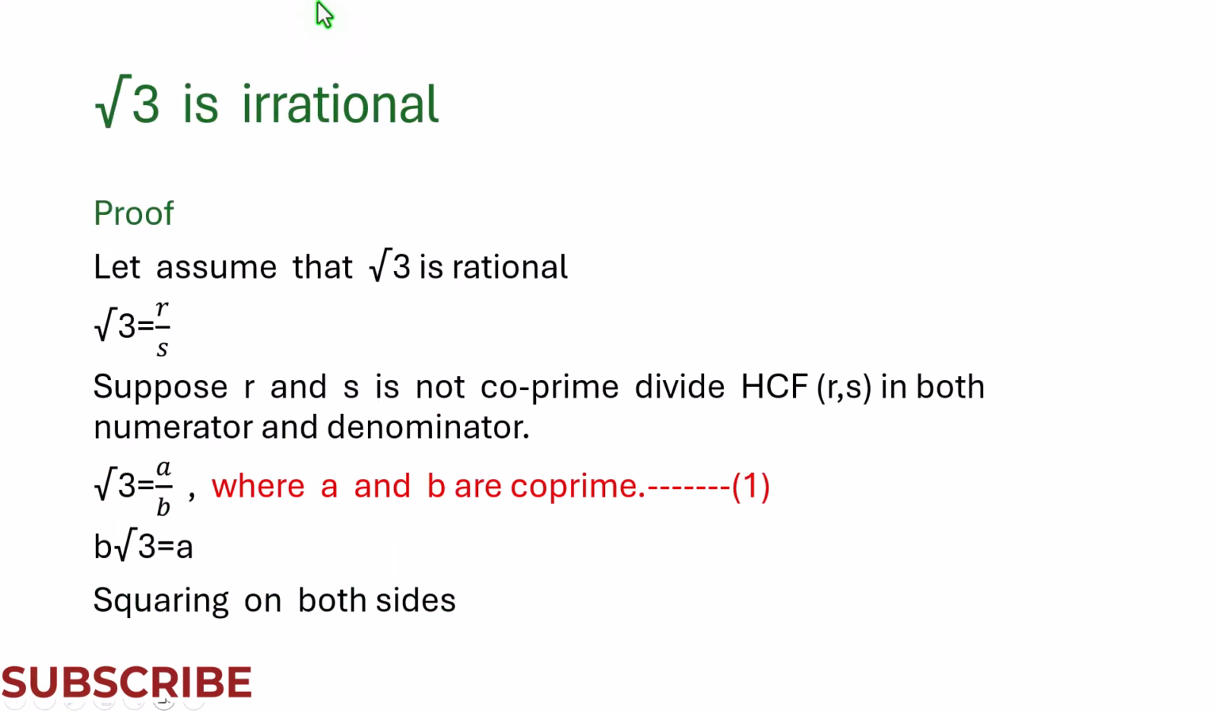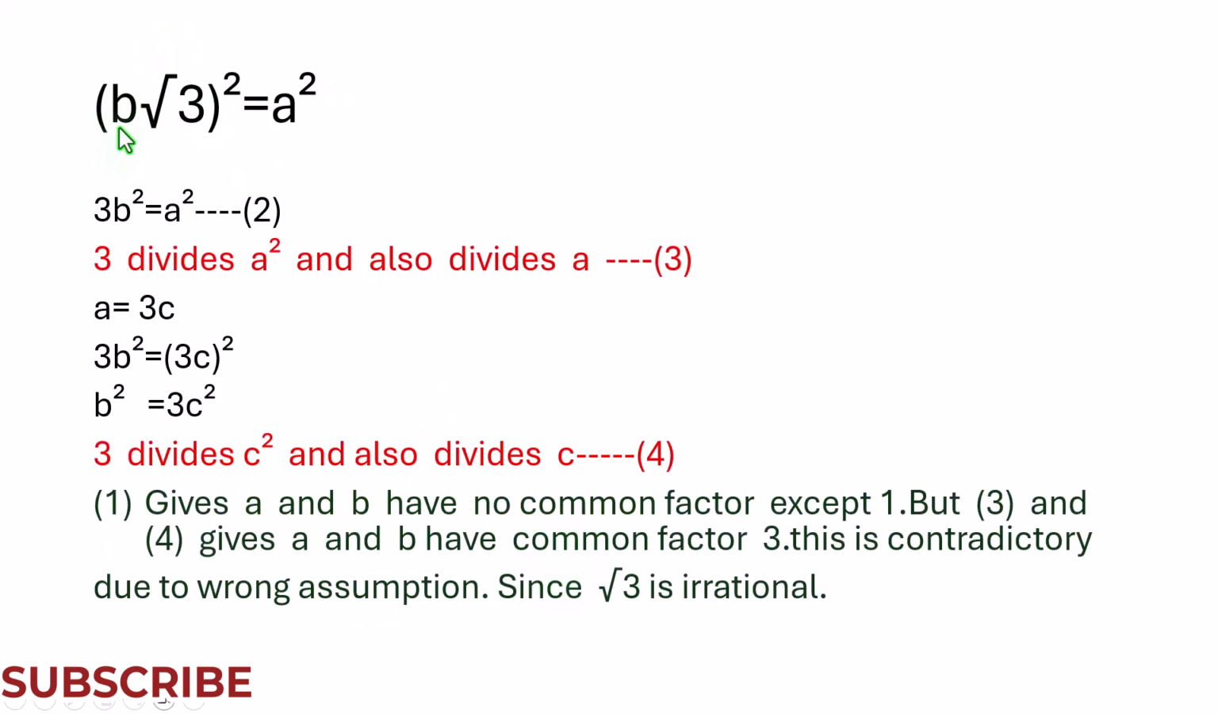Let's assume that root 3 is rational. Root 3 is equal to r upon s. Suppose r and s are not coprime. Divide the highest common factor of r and s in both numerator and denominator. Now root 3 is equal to a upon b, where a and b are coprime. Equation 1. Transpose: b root 3 is equal to a. Squaring on both sides, b root 3 square is equal to a square. Square and square root cancel, so 3b square is equal to a square.